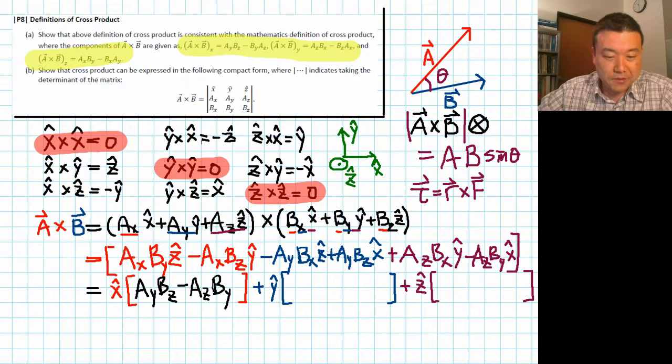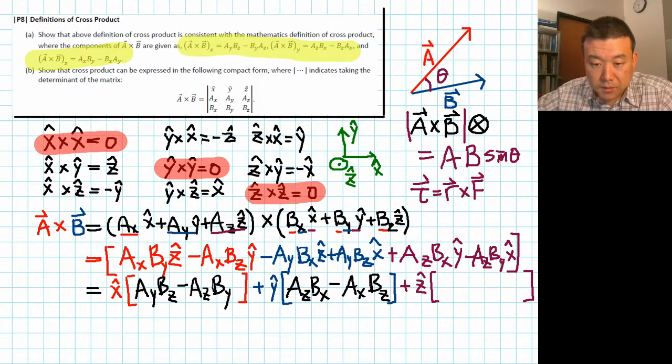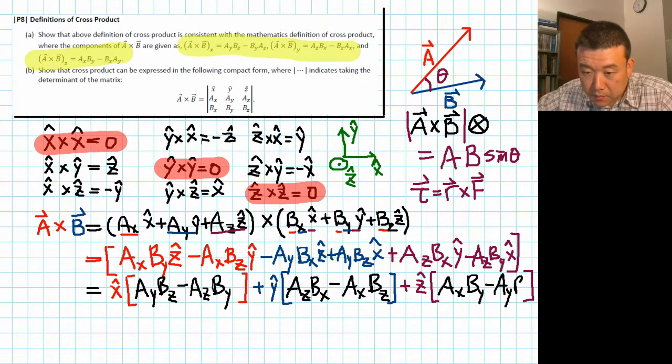All right, let's continue. So I collect all the y hat terms here. So I have y hat term here, y hat term here. So writing that all in. So let me write down the positive one first. So az bx minus ax bz, plus the z hat terms. Here's one, and here's the second one. So let me write that in. Ax by minus ay bx. That's it. Our work is done.